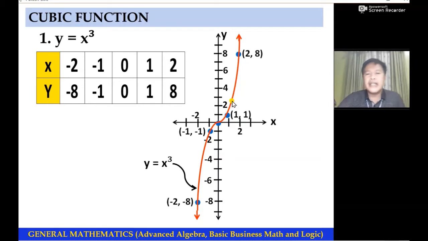Do not connect this curve with a line because a line is only given by an equation with degree 1, meaning the highest exponent of x is 1. Therefore, if you're going to connect this by a line, that is wrong. Especially this one, do not connect this with a line because this is not a line, this is a curve with a point of symmetry.